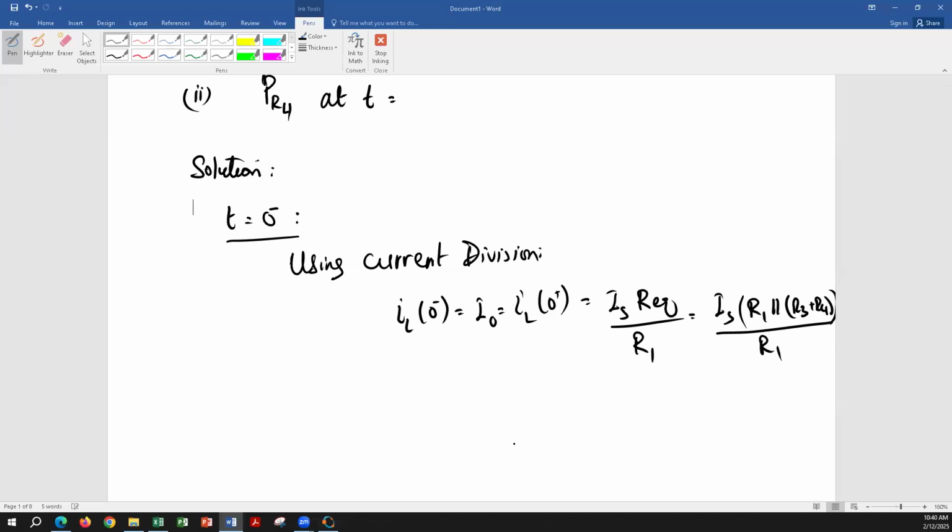Divided by R. All right, let's do that. So I naught is IS times the parallel combination of R1 and R3 plus R4, divided by R1. That gives 8.8095 milliampere, so 8.81 milliampere, let's say.